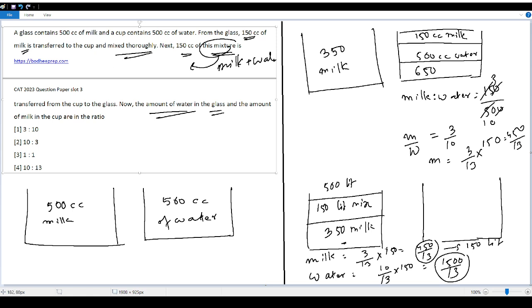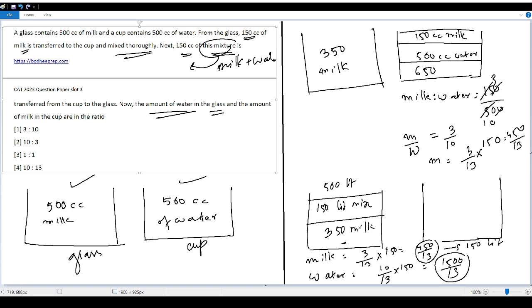You understood? If this had been 600 and that had been 500, then your answer would have not come. Okay, you found out the ratio between the total quantity of the content in this and this. Of course it will remain 500 only in both the cases. 150 is removed, 150 is sent back, so the total quantity remains 500 only in both the cases. But what is asked is the amount of water in the glass. So this is glass, okay, and this is cup.